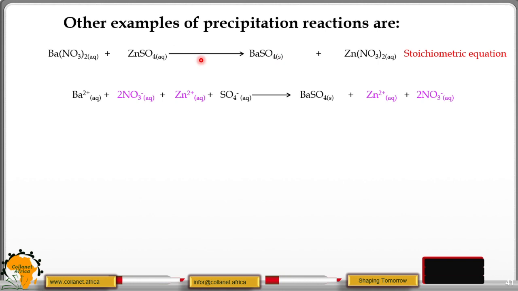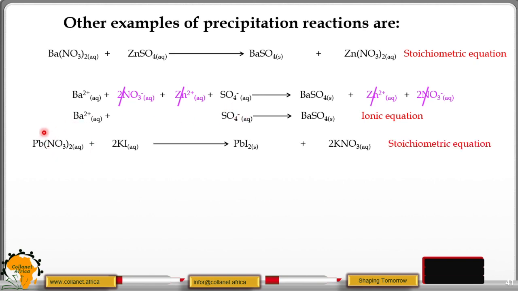This is a stoichiometric equation. Then we can cancel out the spectator ions. The nitrates are spectator ions, so we cancel them out. The zinc ions are spectator ions, so you cancel them out. So you're going to be left with barium ions plus sulfate ions to give us barium sulfate. This should be 2+ and 2-. The sulfate has a 2- charge. So correct that one. So you get this barium sulfate. I'm reminding you, you need to correct this one. This is a 2- charge.